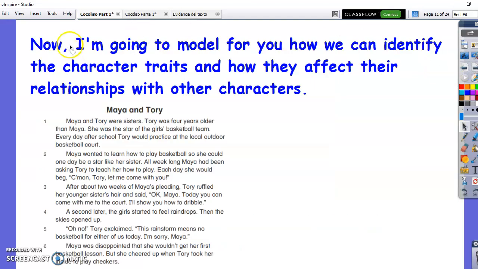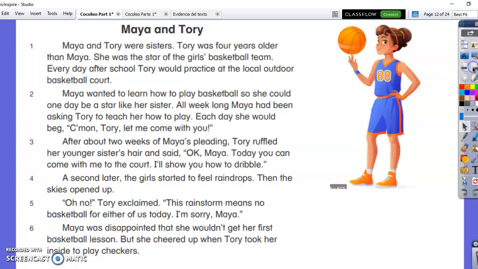I'm going to read you a story here. It's called Maya and Tori. And when I'm doing so, I'm going to model for you how we can identify the character traits and how they affect their relationships with other characters.